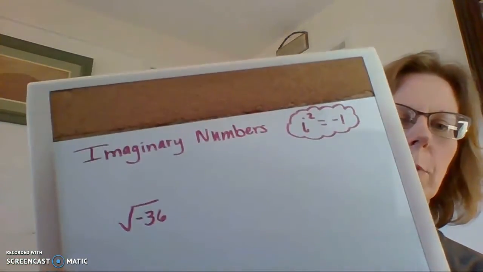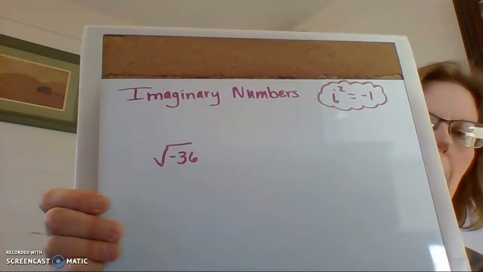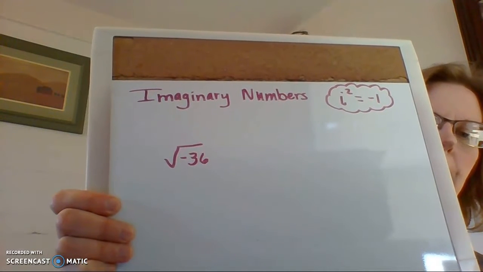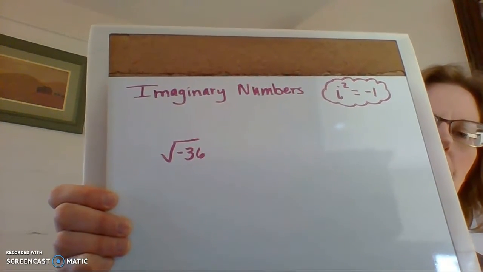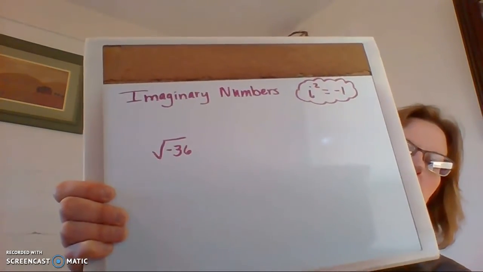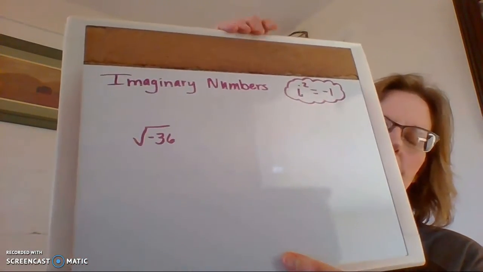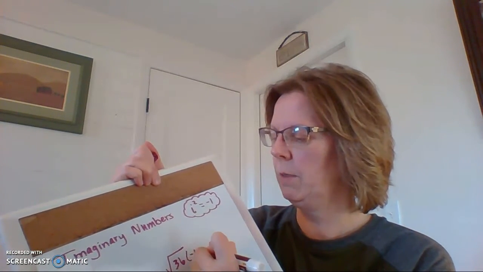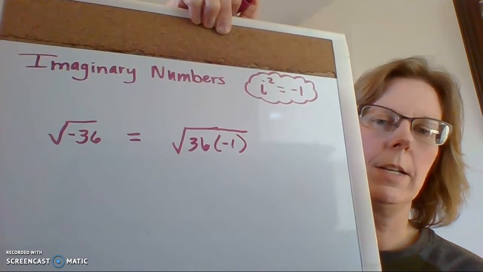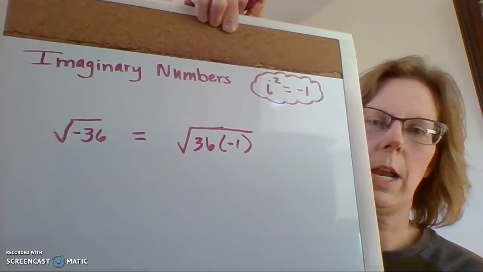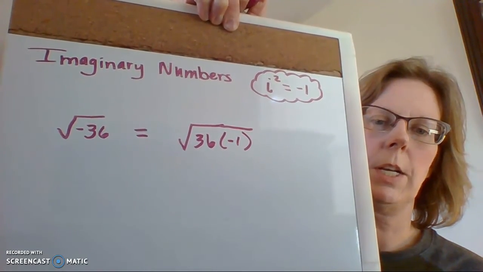Okay, so the next concept we're going to work on is imaginary numbers, where i squared equals -1. The first one we're going to do is the square root of -36. So we're going to go ahead and change that into the square root of 36 times -1. And we know that -1 is i squared. It's like it has a new alias. So I'm going to go ahead and change the -1 to i squared.